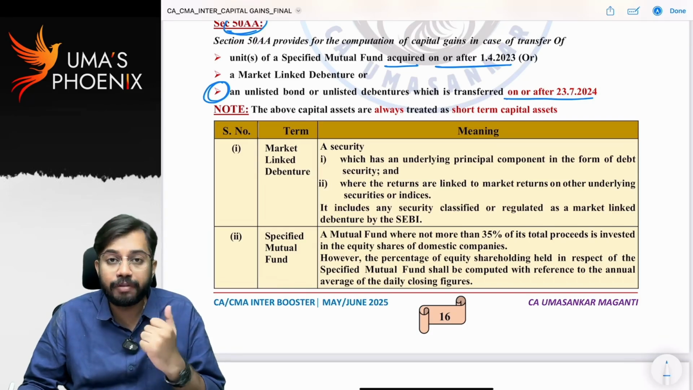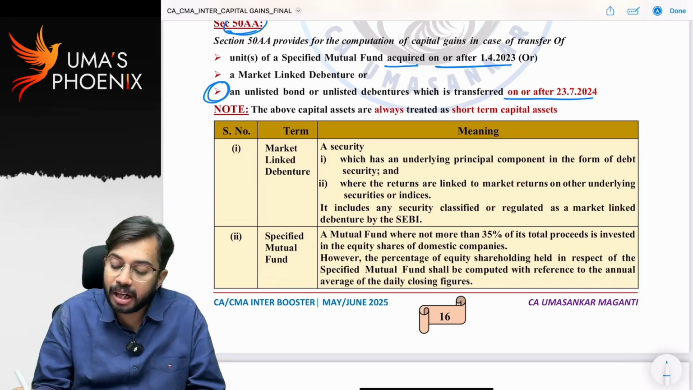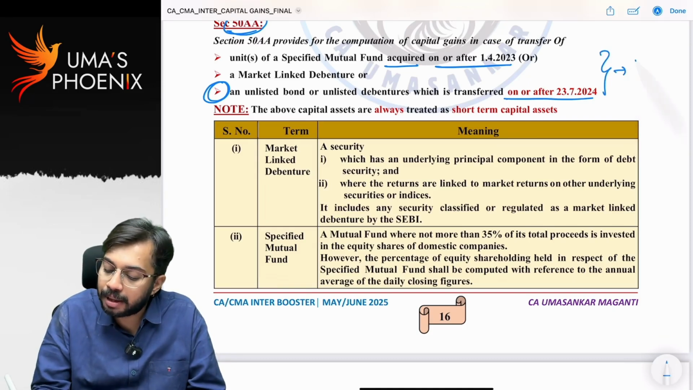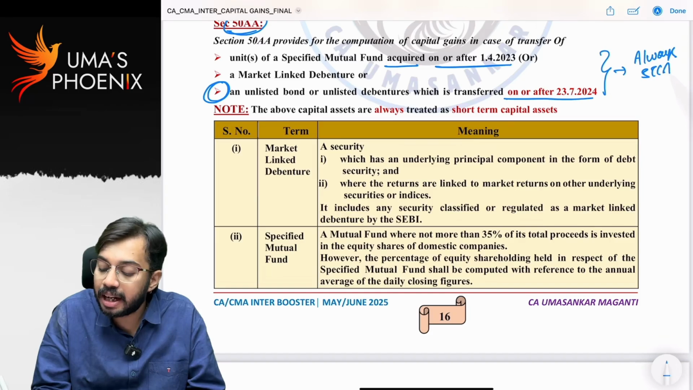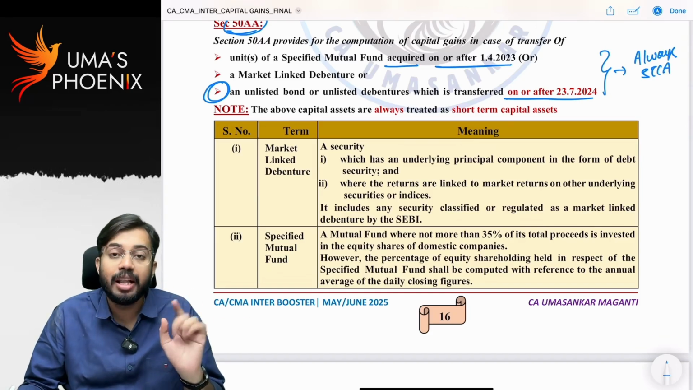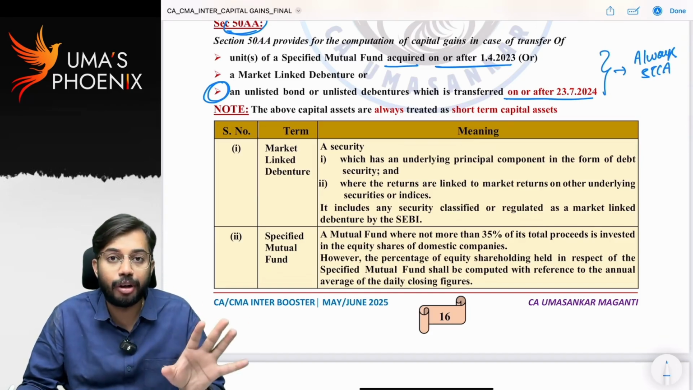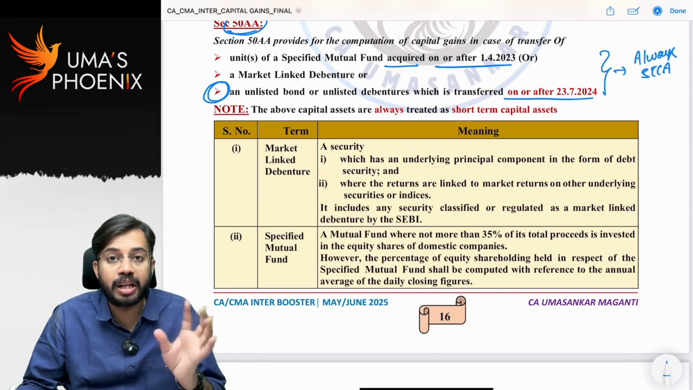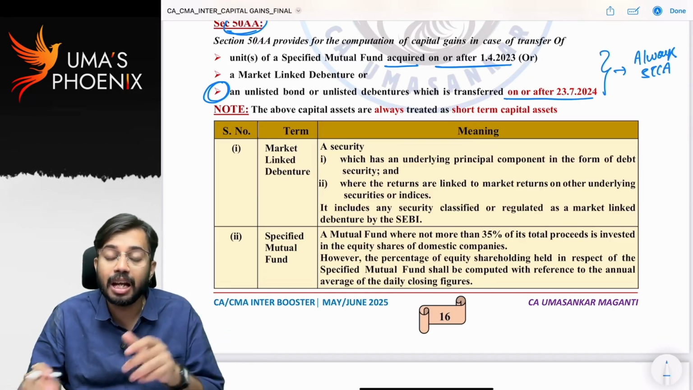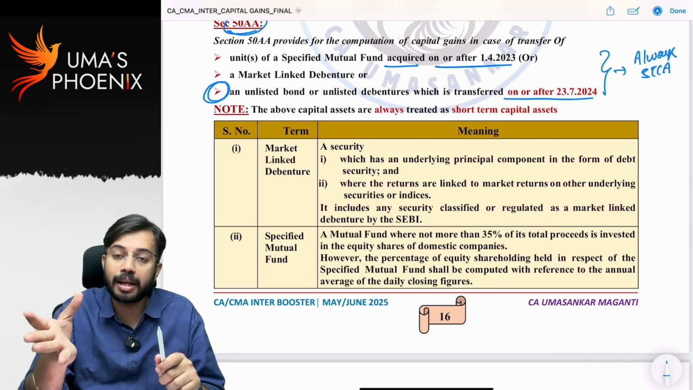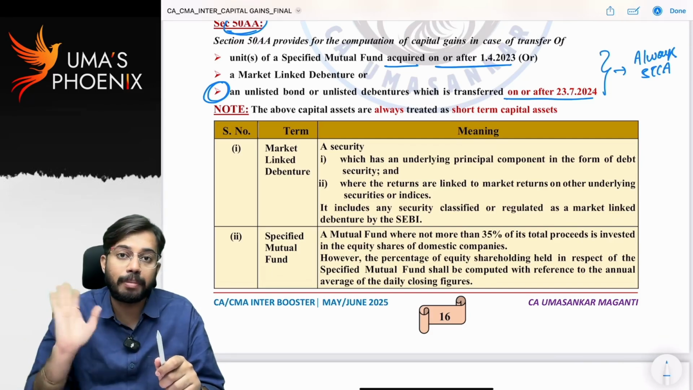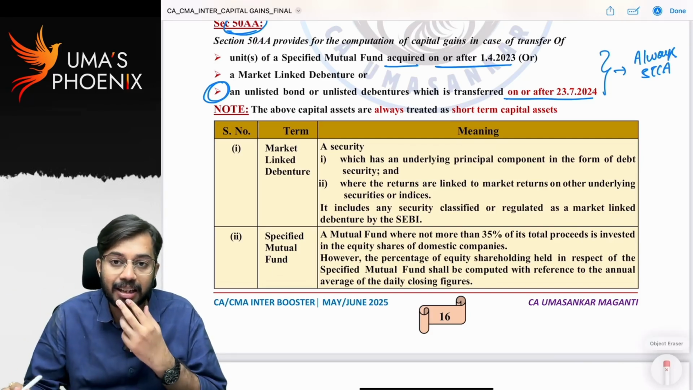Sir, what if section 50AA is applicable? If 50AA is applicable, all these three capital assets are always treated as short-term capital assets irrespective of period of holding. That means you need not check period of holding. Straight away you can conclude those three capital assets as short-term capital assets, and on transfer of those short-term capital assets, short-term capital gain or short-term capital loss will arise. Is it clear? Good.